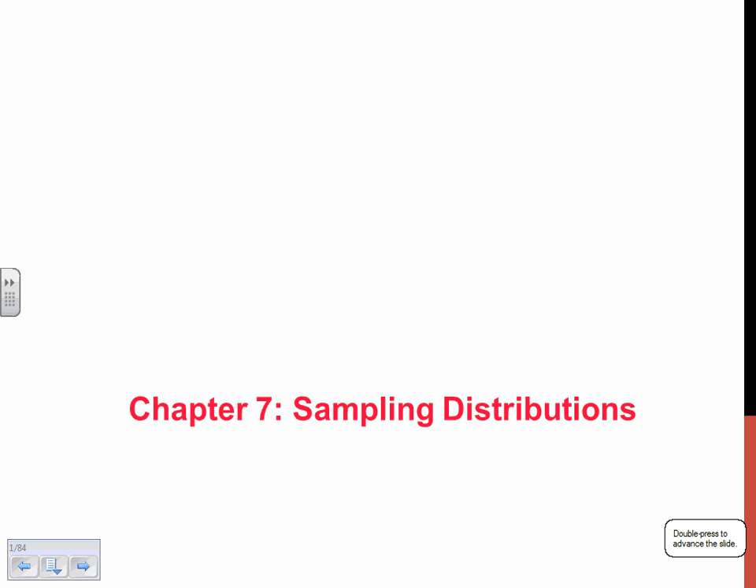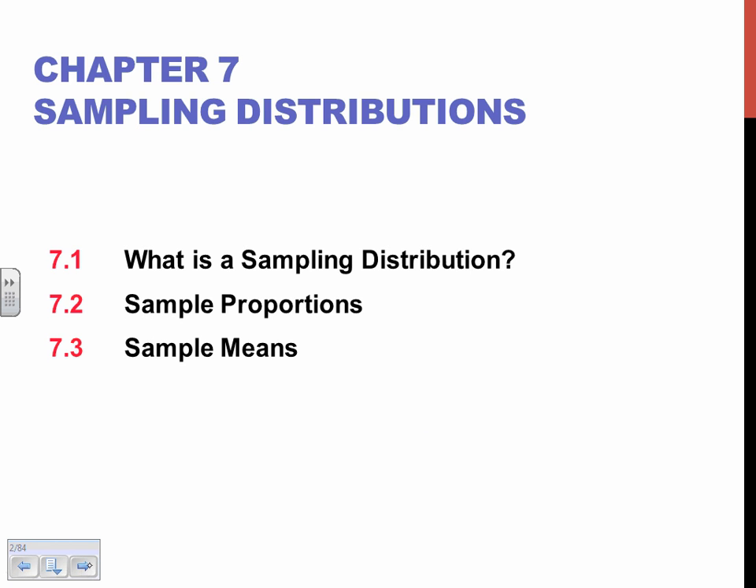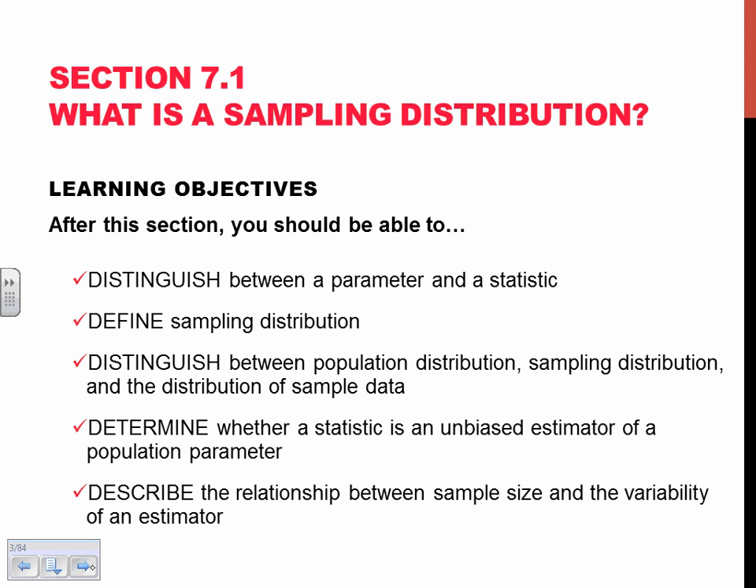So we are starting Module 7, Sampling Distributions. In Module 7, this is going to be 3 different sections. Section 1 is what is a sampling distribution. 2 would be sample proportions, and 3 sample means. So let's start in 7.1.